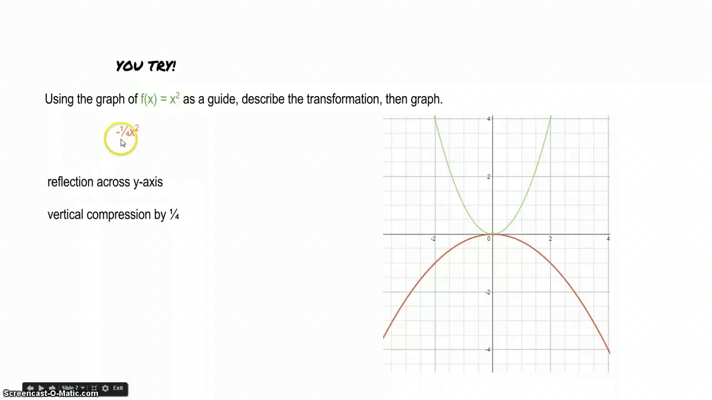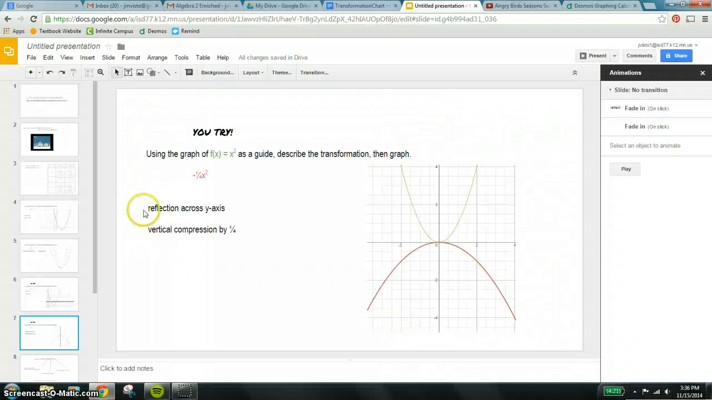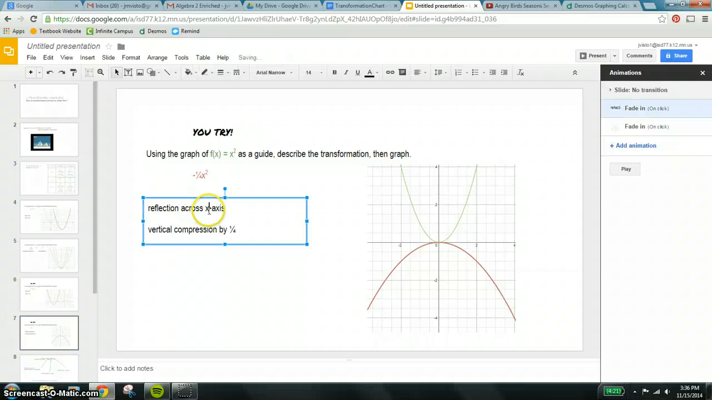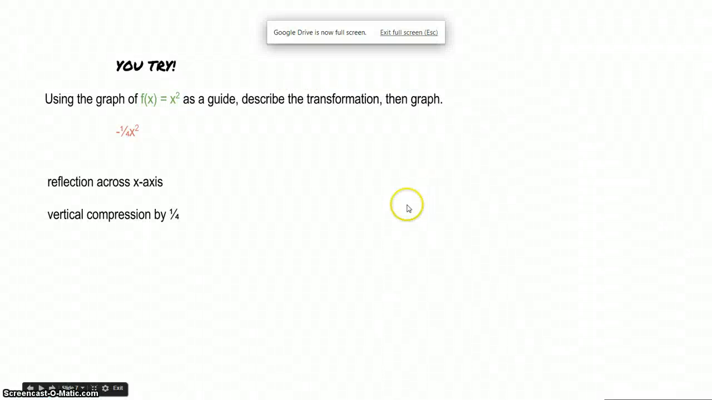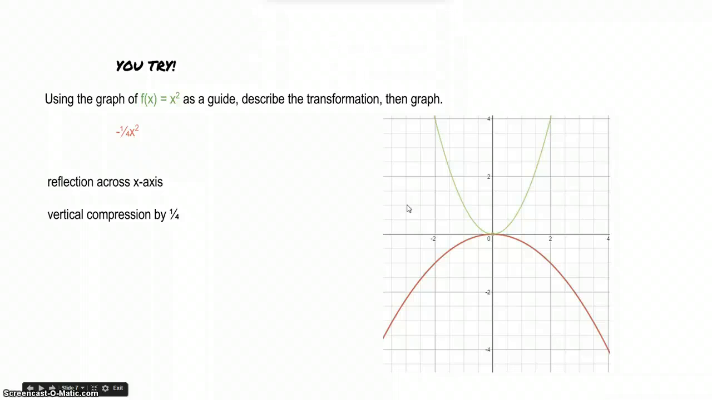That negative is going to tell you reflection across the x-axis. Okay? That's my bad. So that should say across the x-axis. That's my fault. That looks way better.